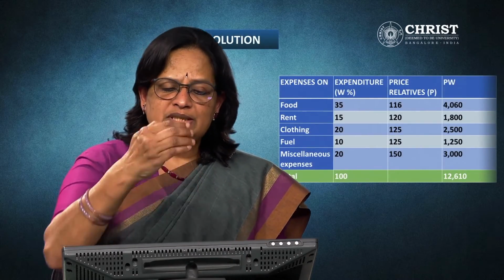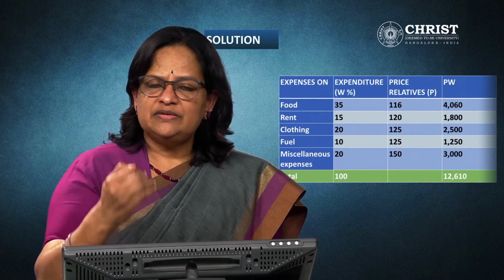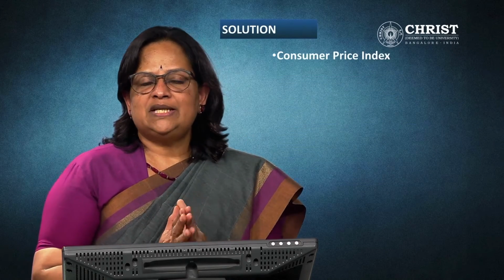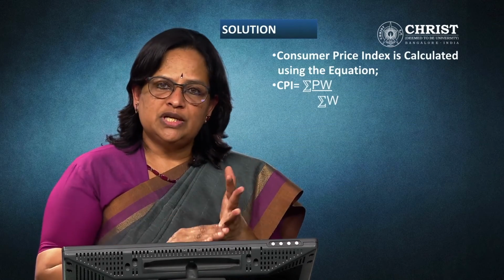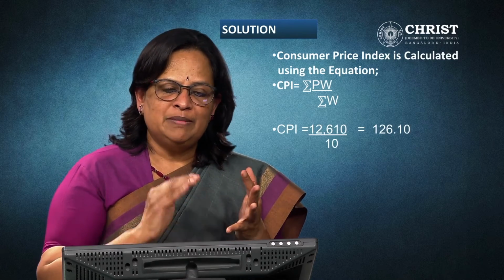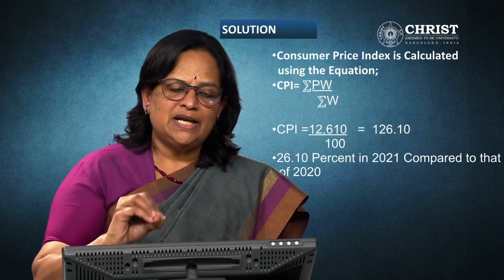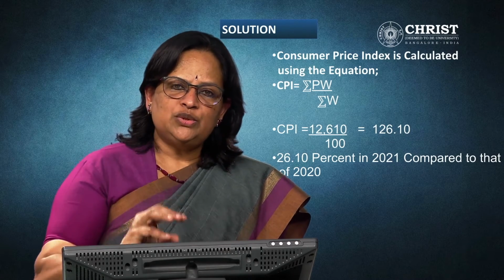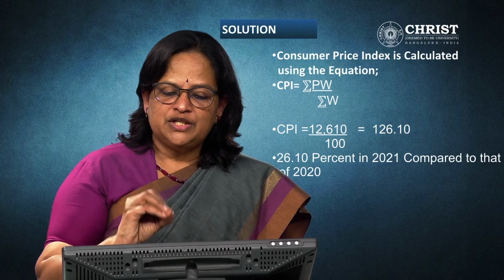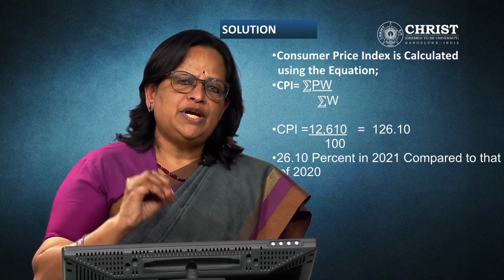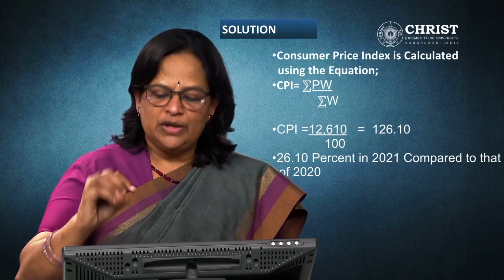Now we are doing the solution. The expenses are shown in the table. The percentage of expenditure is the weight and the price relatives are the P values. The last column is the PW values. For the consumer price index, we can use the family budget method. The equation is CPI is equal to sigma PW divided by sigma W. When we substitute the values, we get CPI is equal to 12,610 divided by 100. So the index is 126.10. Now the interpretation: prices increased by 26.10% in 2021 compared to 2020 for the commodities included in the index. Now we have the second part of the solution.